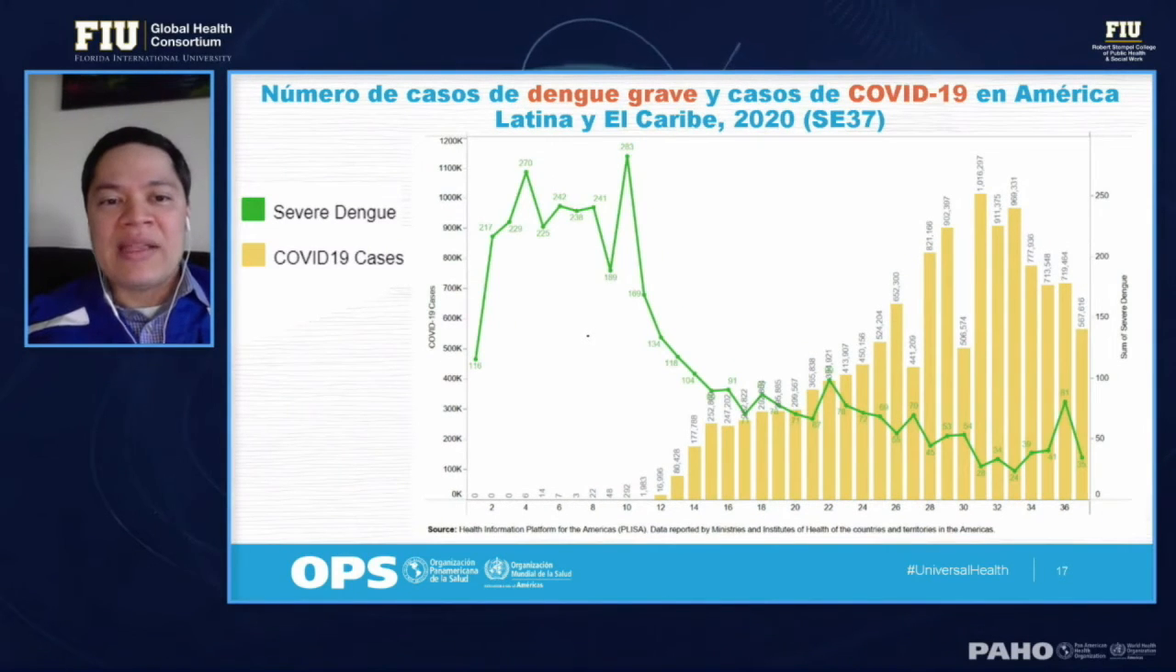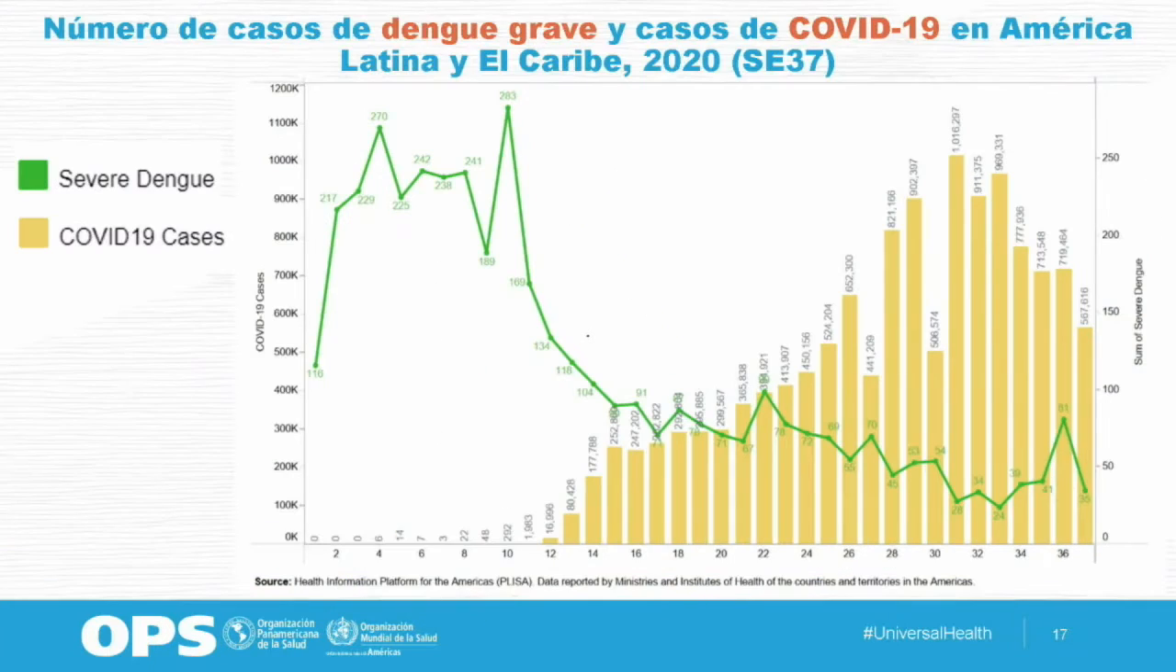So let's look at the following slide. This slide reflects, if we look at the green line, the serious dengue cases, and in the bar graph, the serious COVID cases. So there's a sharp increase in severe dengue cases at the beginning of the year, but then after week 10 or 11, a sudden drop in severe dengue cases. So this also supports the idea that the reduction in dengue cases is quite real. So once COVID-19 was introduced in the Americas, there is an actual decreasing trend in dengue cases.